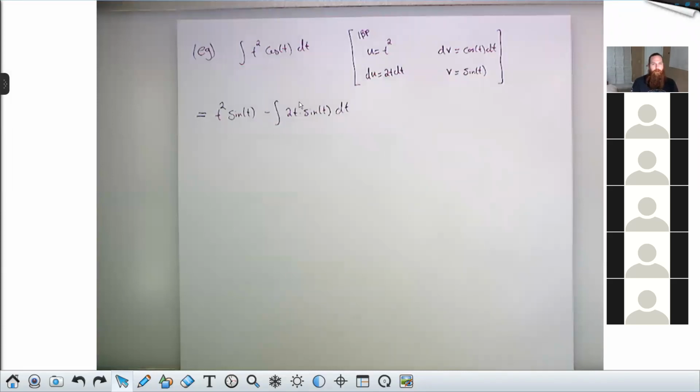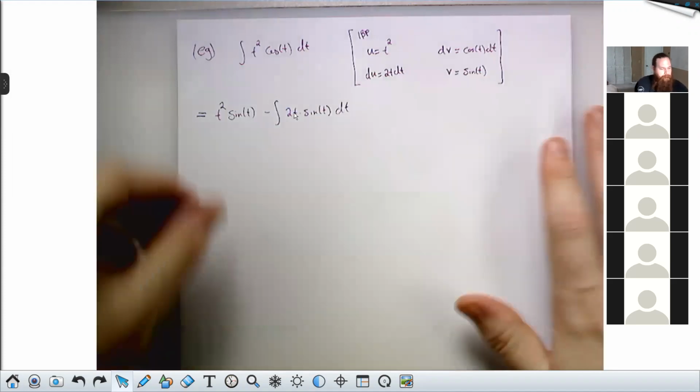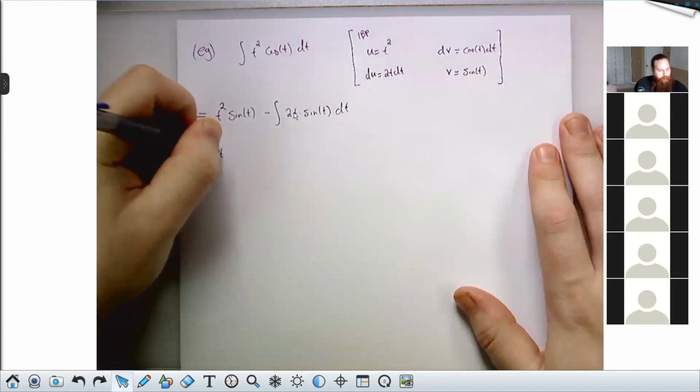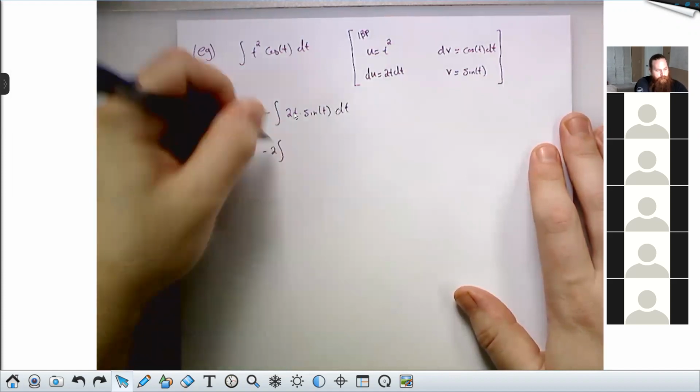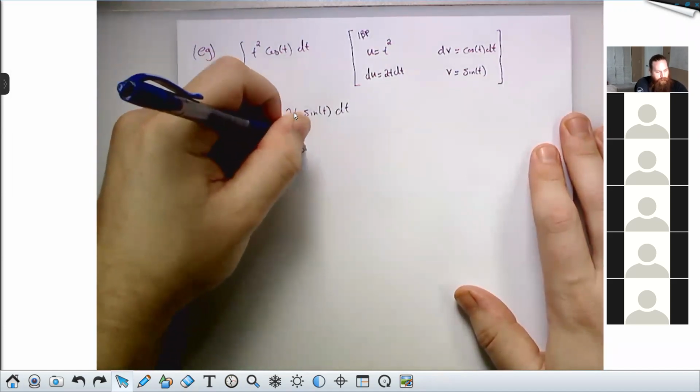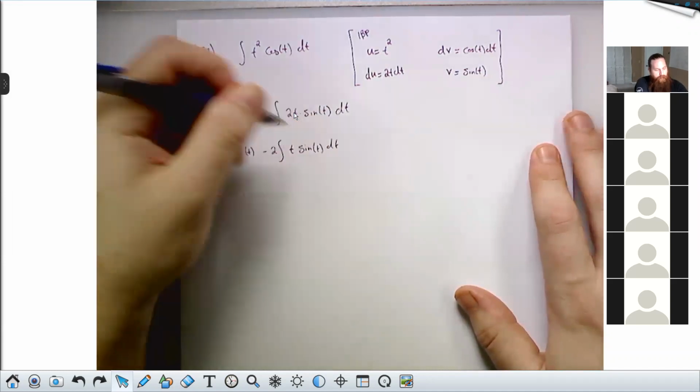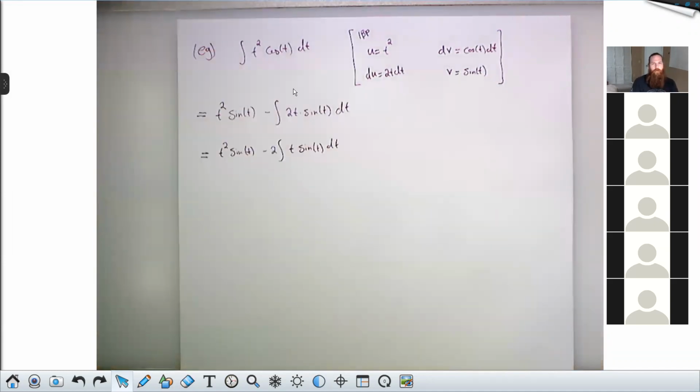Could we just take the constant out of the integral too? You can. We can pop the 2 out. That's a good move. Let's do that. So I have t squared sine t minus 2 times the integral of t times sine t dt. So what do you notice? What has changed here? Compare this integral to the original integral. What has changed? The power? Yeah, the degree of the polynomial went down by 1.